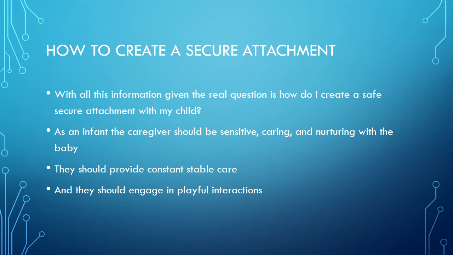How to create a secure attachment. With all this information given, the real question is, how do I create a safe, secure attachment with my child? As an infant, the caregiver should be sensitive, caring, and nurturing with the baby. They should provide constant, stable care, and they should engage in playful interactions.